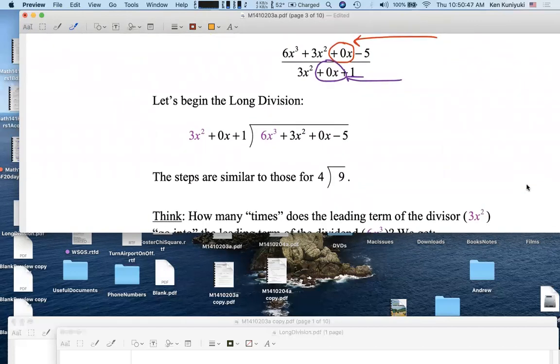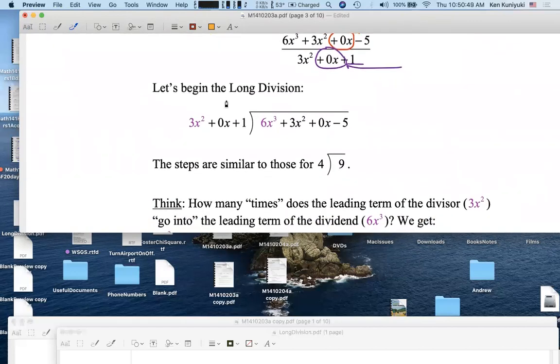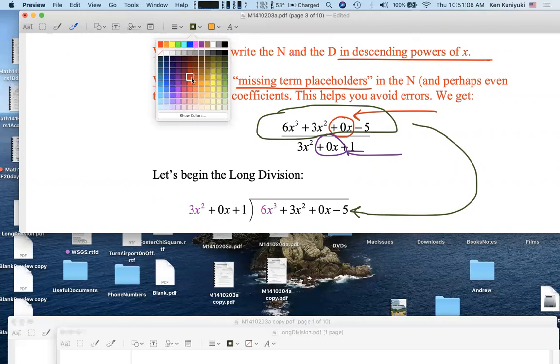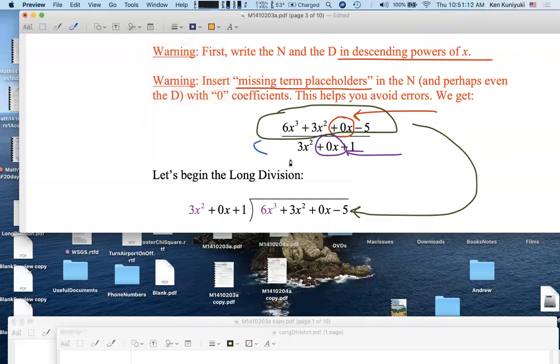All right, so let's begin the long division. So again, we put the dividend, the numerator, the top thing, inside that symbol. We put the divisor, the denominator, the thing you're dividing by, the divisor here, that goes on the outside.